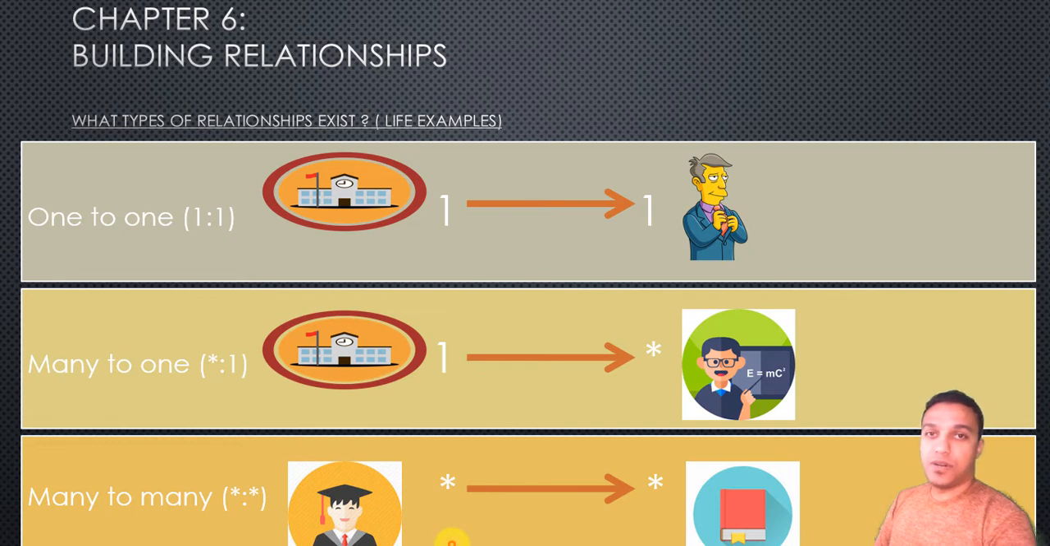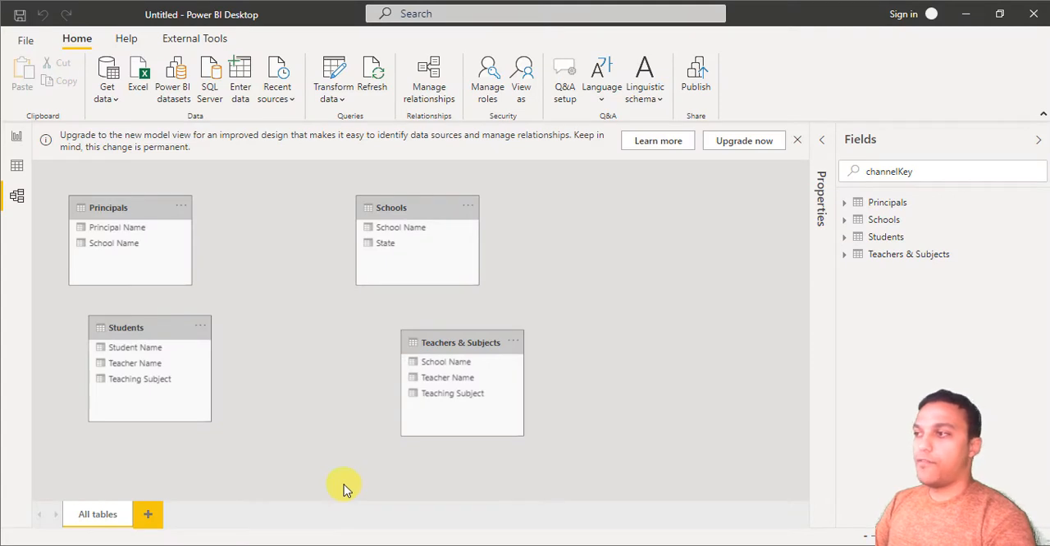To make this clearer, let's go to the model view and see how we can build the relationships among the tables I just mentioned. Okay, so here we have tables for principals, schools, students, and teachers and subjects in one table.